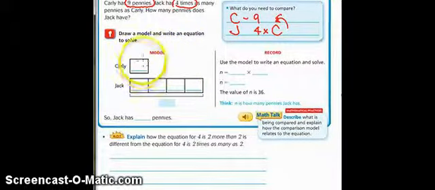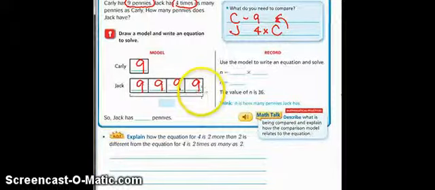So here's Carly. We know she has 9, right? And Jack has 4 times as many as that. So if he had the same, it would just be 9. But he has 4 times that, so it's 9, 9, 9, 9. Well, we know that 4 times 9 is 36. 9, 18, 27, 36. So we know that Jack has 36 pennies. That's one way to do it.